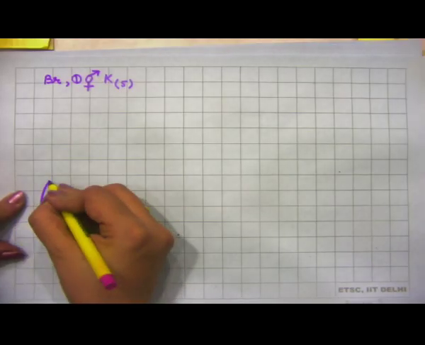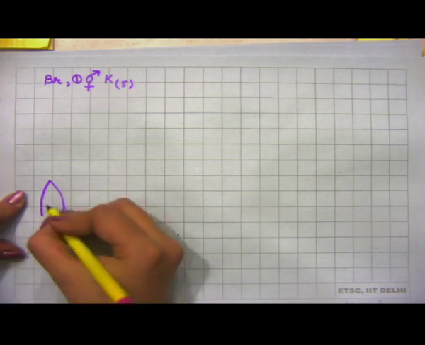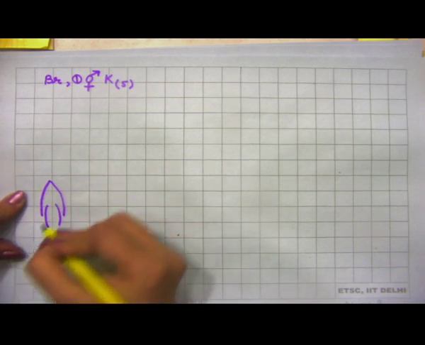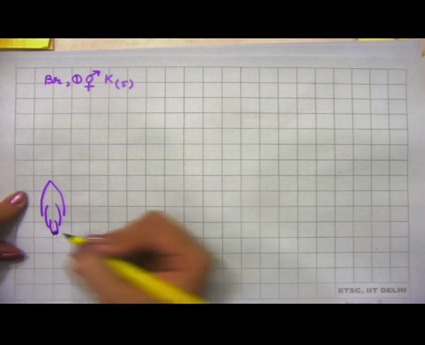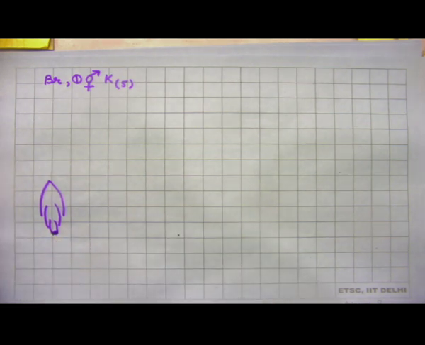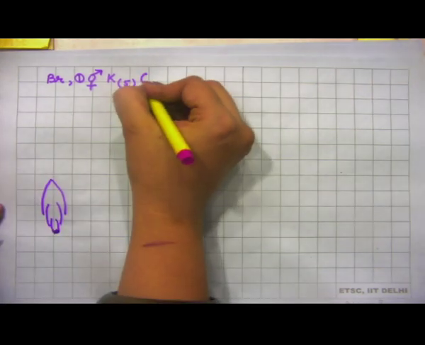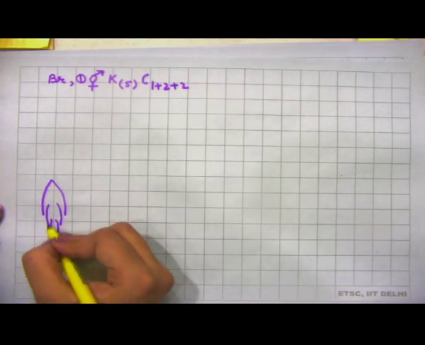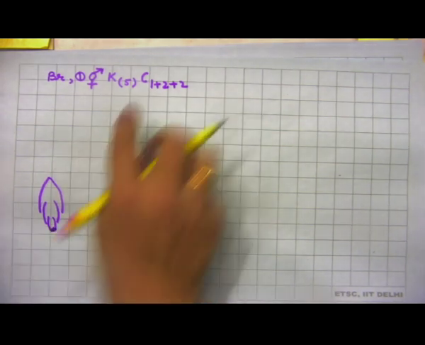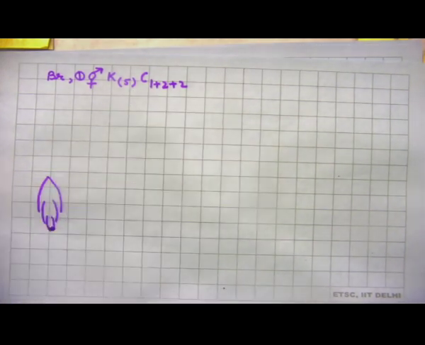Papilionaceous flowers have 1 standard, 2 laterals and 2 making a keel in this manner, and these are joined. This is the vexillary arrangement. We will come to this part later. But we can write in the floral formula 1 plus 2 plus 2 because they are present in 1, 2 and 3 layers. So, I will write C 1 plus 2 plus 2.